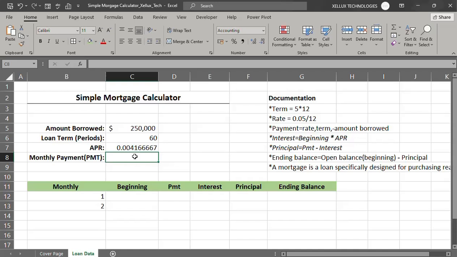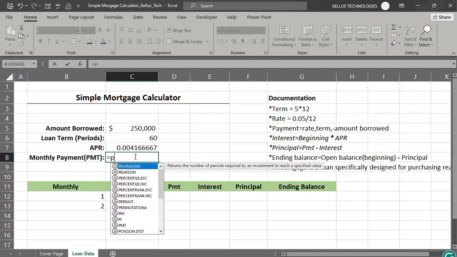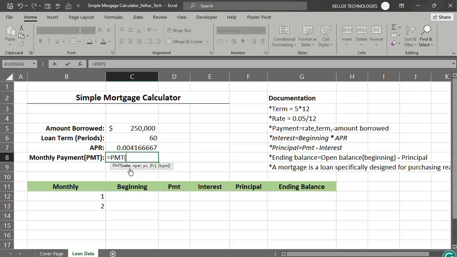Now you need to calculate your monthly payments. Very, very important. That is how much you'll be paying every month for 60 months or 5 years. I'll say PMT, which in Microsoft Excel is an amazing function. I'll press the tab key, then rate, this one right here, comma, then number of periods, which is 5 years or 60 months, comma. Our present value is this 250,000. That is the amount of loan you actually borrow.